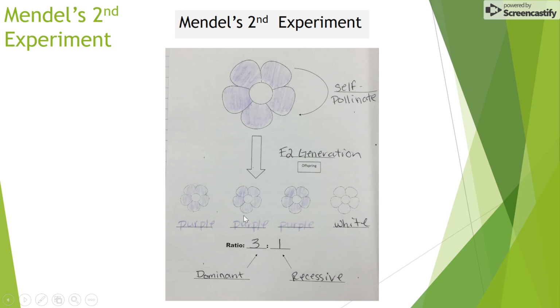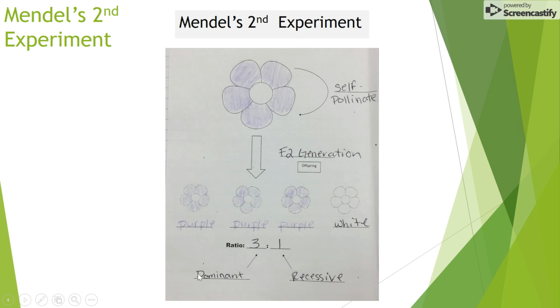Well, this led Gregor Mendel to discover parts of heredity and discover that certain traits are dominant and other traits are recessive. So the ratio that he found of purple flowers to white flowers was 3-1. So for every 3 purple flowers in that second F2 generation, we had 1 white flower. Now, 3-1, obviously we have more dominant purple flowers and we only have 1 recessive flower.